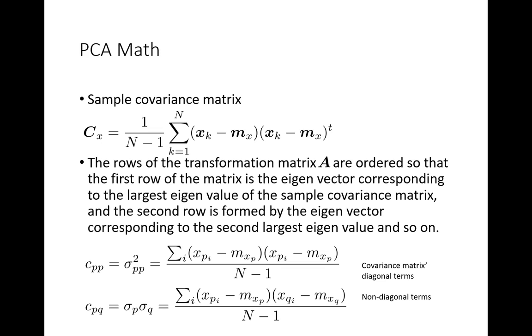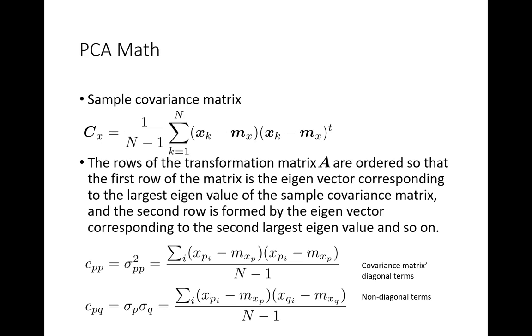Once you have the sample covariance matrix, we calculate the eigenvectors and eigenvalues corresponding to it. Once you have those eigenvectors, you take the eigenvector that corresponds to the largest eigenvalue and make it the first row of your matrix A. Then you take the second eigenvector, which corresponds to the next largest eigenvalue, and put that in the second row, and so on and so forth.